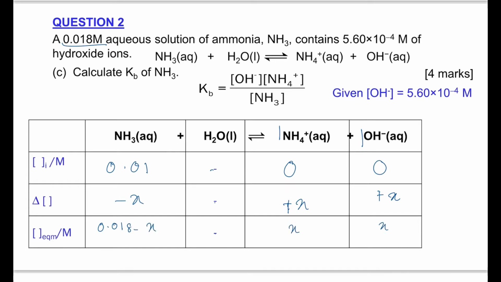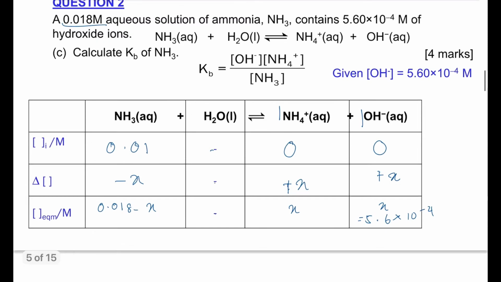Okay, how to find the value of x when you want to substitute into the Kb expression? Given the concentration of the OH minus is 5.6 exponent negative 4 molar. That is refer to the concentration of the hydroxide ion here. So we know the value of x is 5.6 exponent negative 4. Therefore, we can find the concentration of ammonium ion and hydroxide ion at equilibrium.